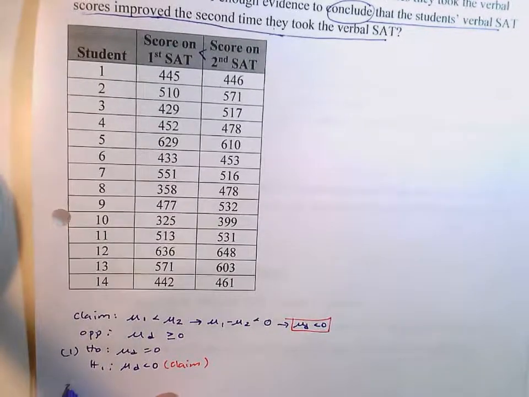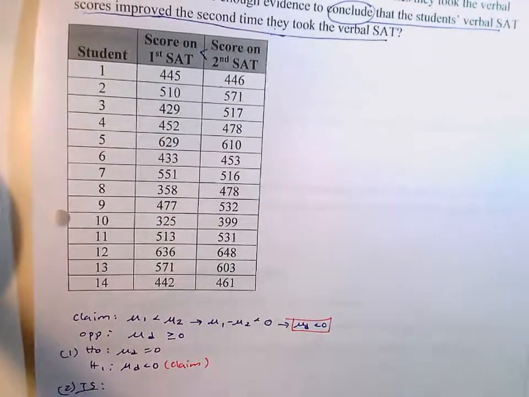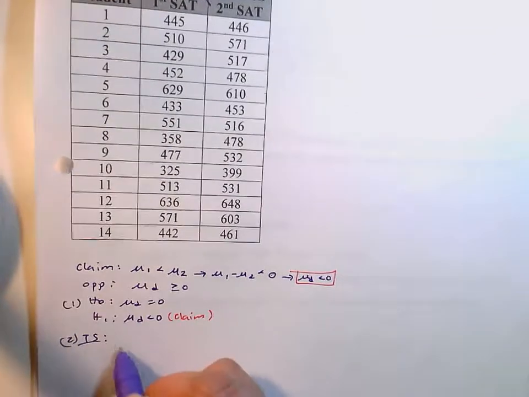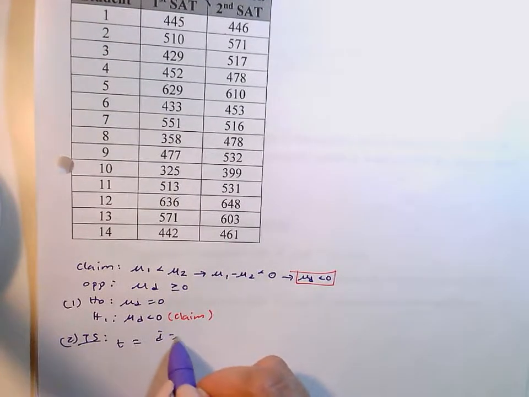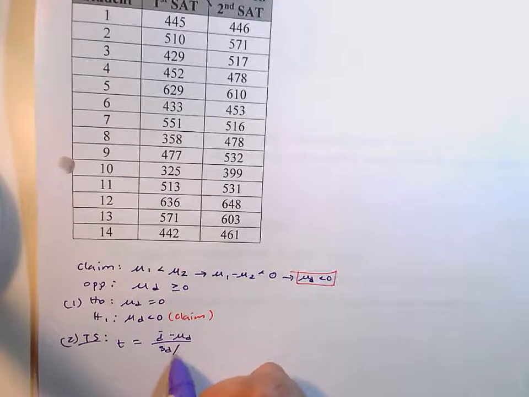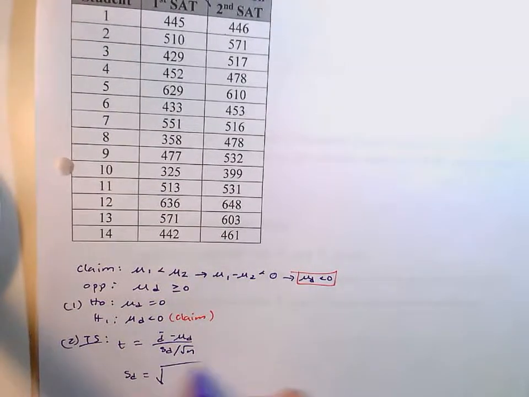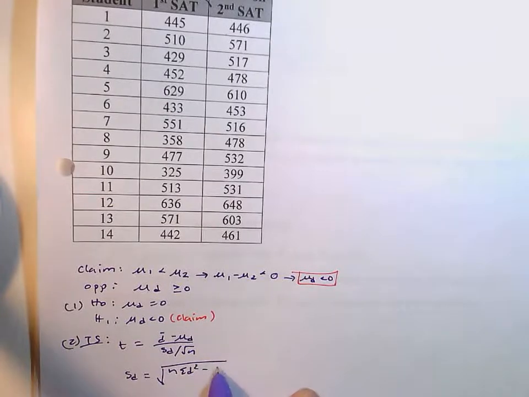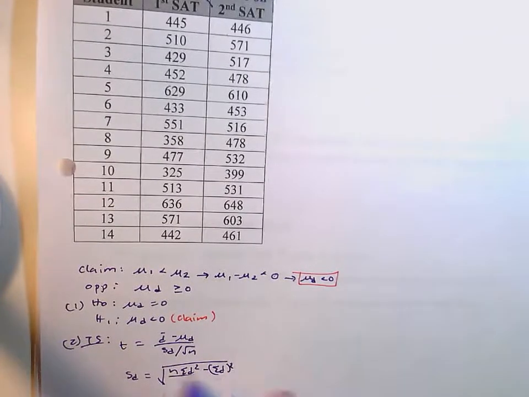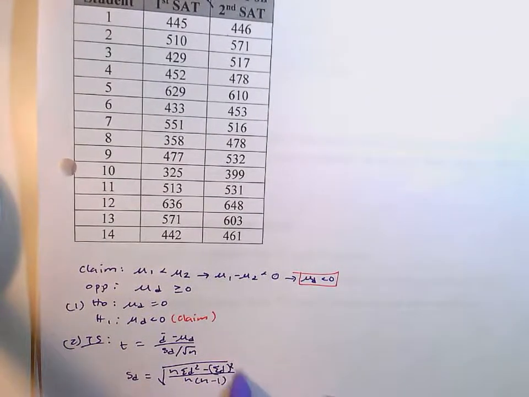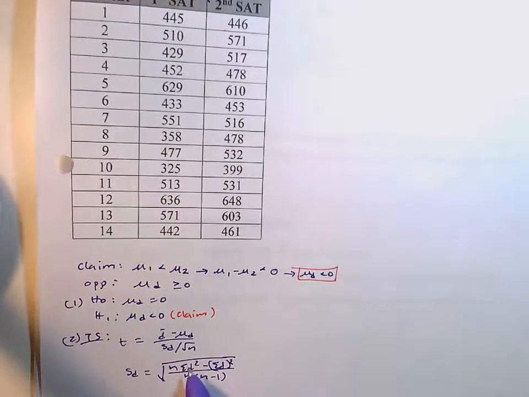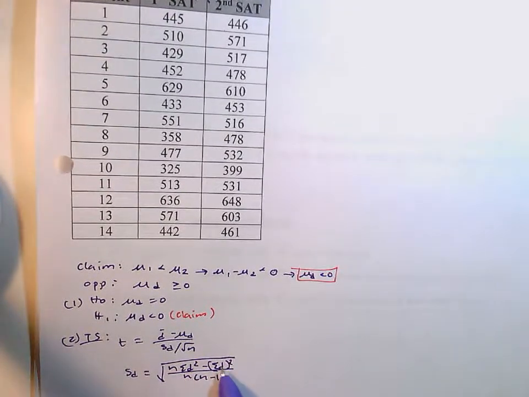Second step is to find the test statistic. Now for this one, the test statistic is t equals d bar minus mu d over sd over square root of n, where sd is equal to the square root of n times sum of d squared minus the sum of d being squared, divided by n times n minus 1. So let's go ahead and find the d squared, and we're going to find the d column also, because we need to find d bar.